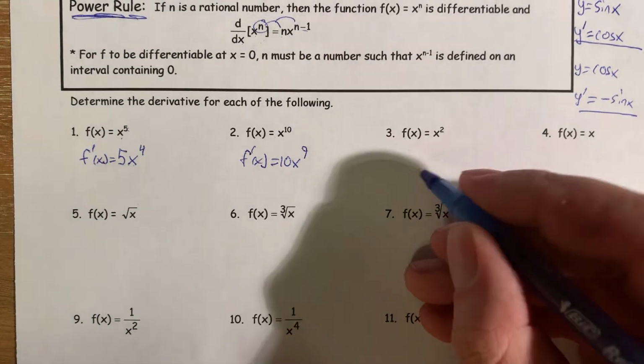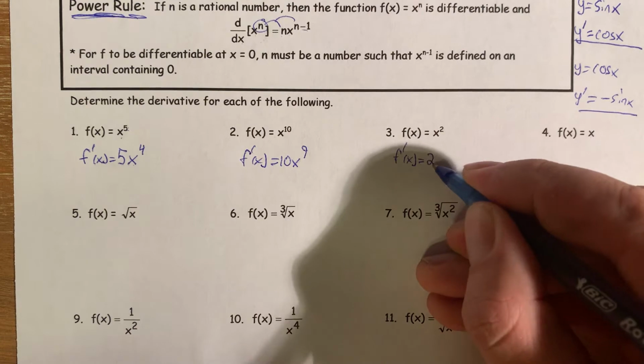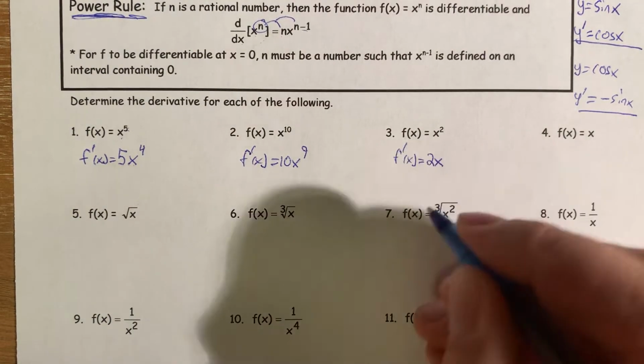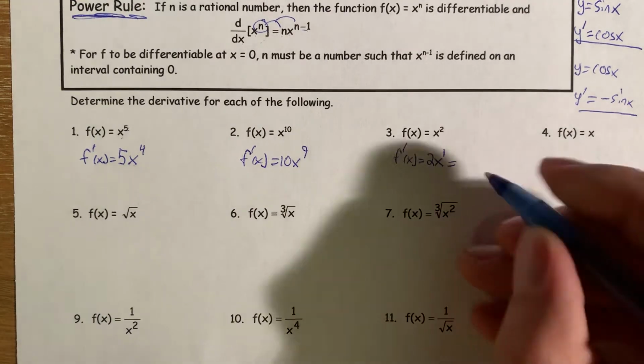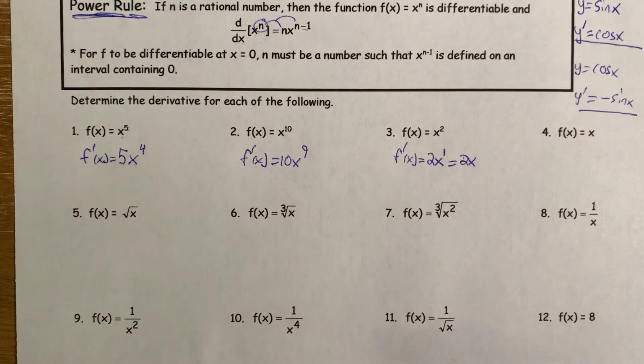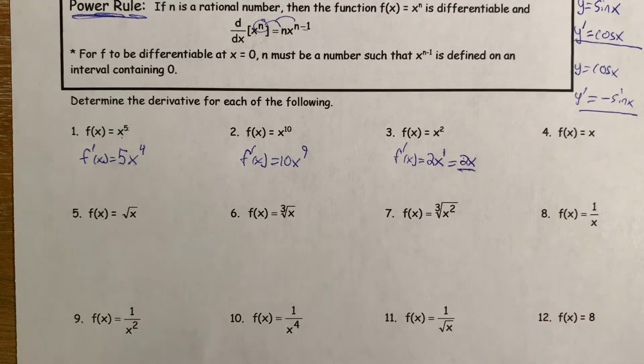f of x equals x squared. Well, f prime of x, we multiply by the power, and we lower the power by 1: 2x to the 1 power. Now, we never leave it as 2x to the 1 power. We always write just 2x. So this is how we always write it if it's 2x to the 1 power. This feels really shadowy. I hope it's not too bad for you guys.